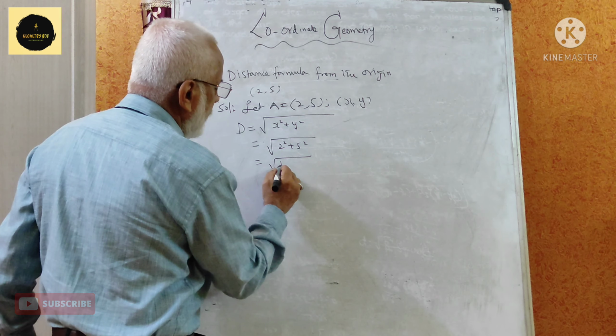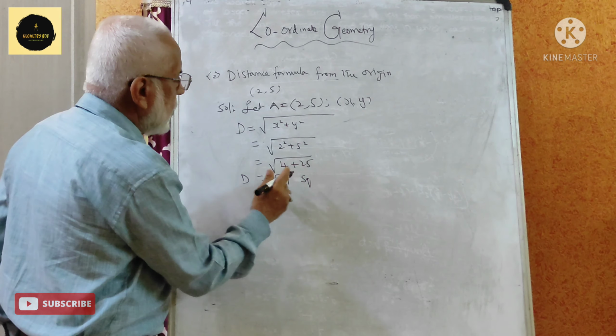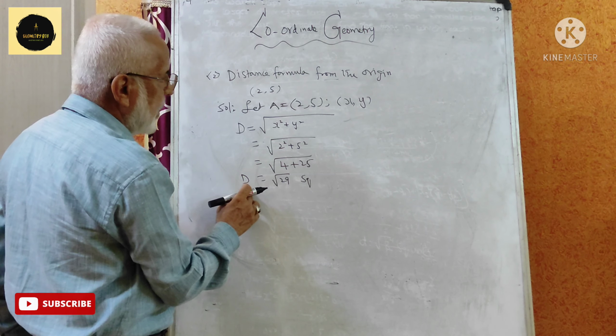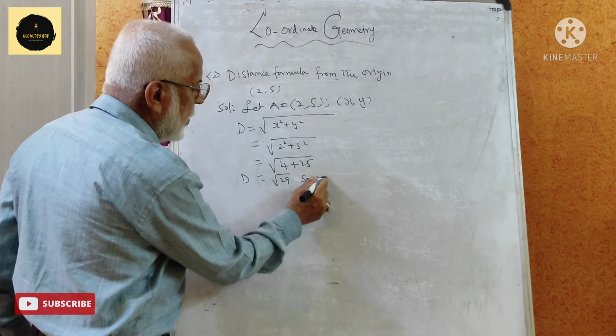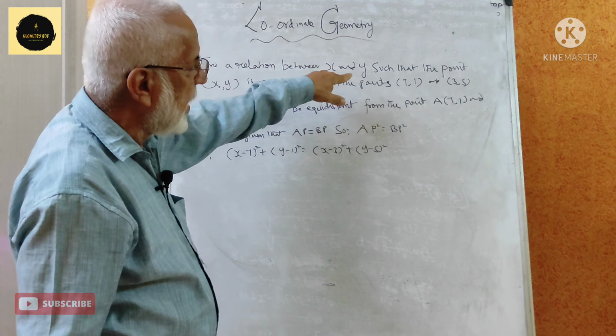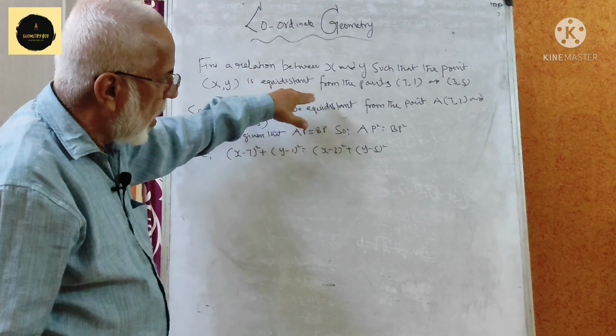2 2s are 4, 5 5s are 25. Sum of 25 and 4 is 29. So the sum of 4 plus 25 is equal to 29, or distance from the origin is equal to root 29 square units.